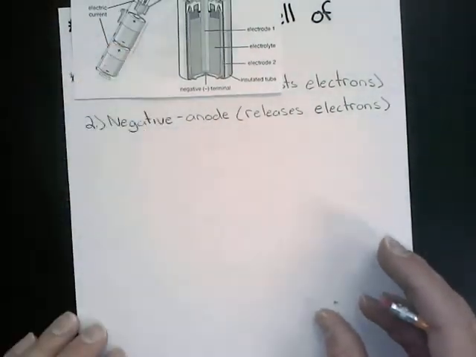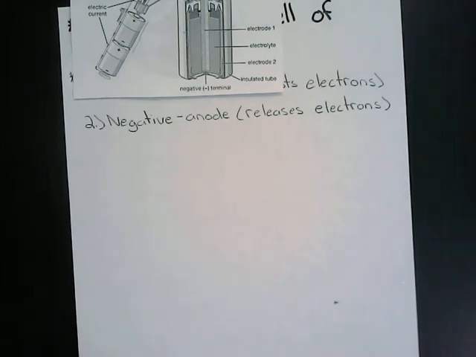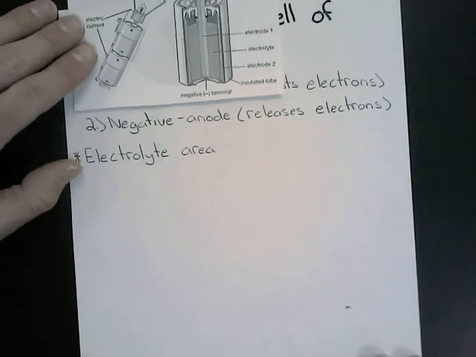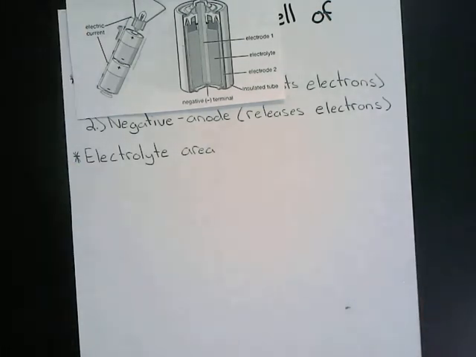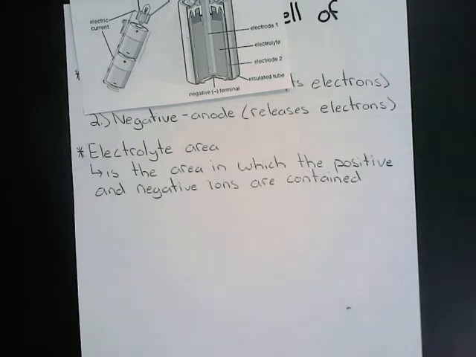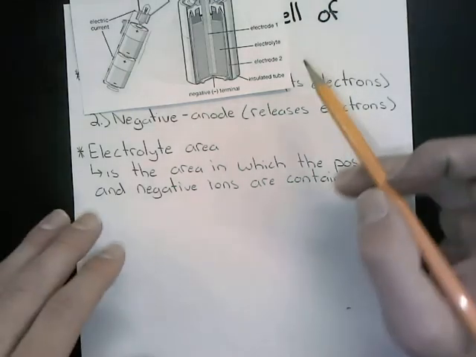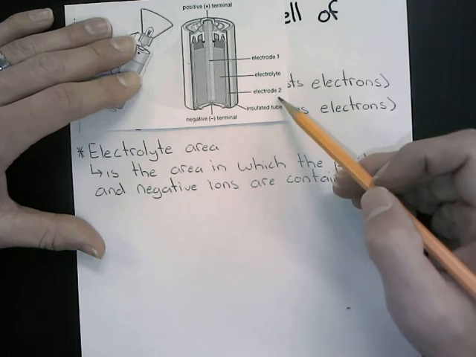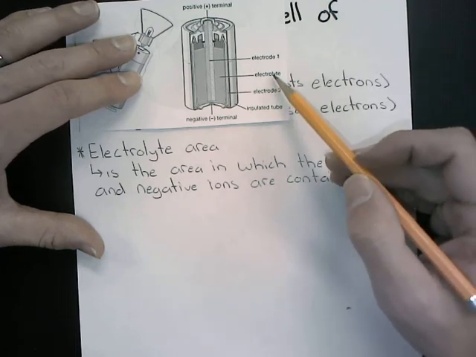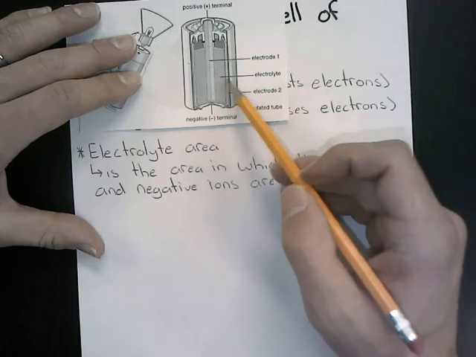So I'm going to write that down and make our starting note here when we talk about our electrolyte area. The first thing that I want you to identify is this. The electrolyte area, just like we saw on our last picture, is the area in which the positive and negative ions are contained within our batteries. And I want you to notice here that we have two different electrolyte areas, and I want to talk about each of these electrolyte areas.